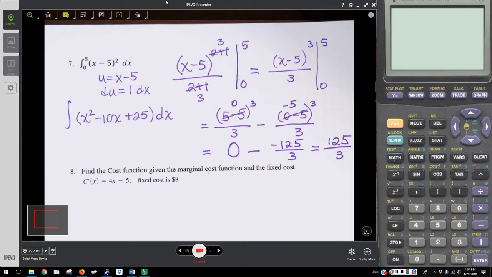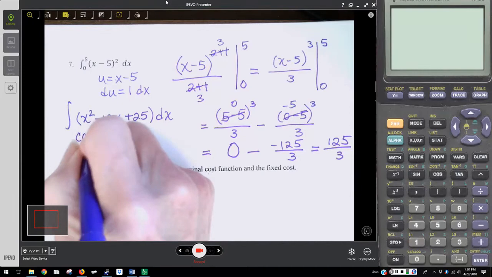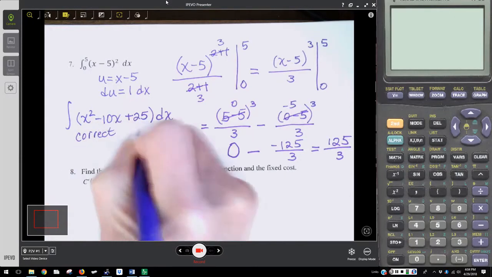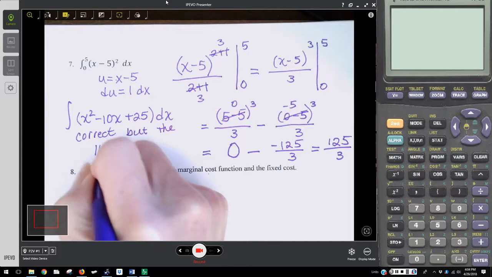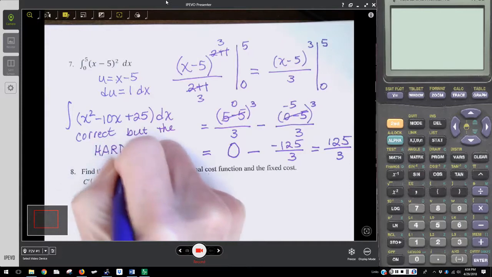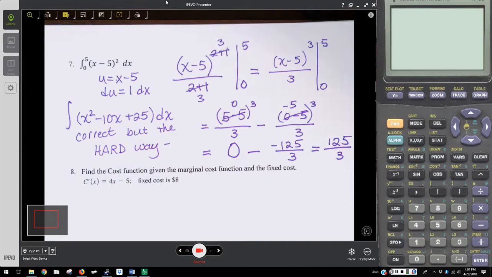So this was a lot shorter solution than about half page that most of you went through doing it this way. This way works, but it's the hard way. So I'm glad you had the algebraic talent to do it that way, but you did a lot of extra work that you didn't really need to do.